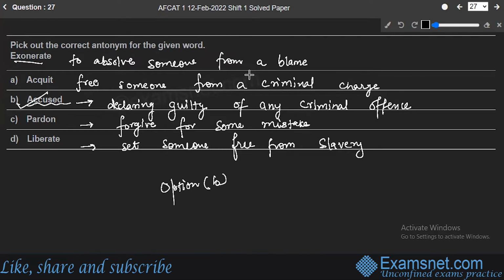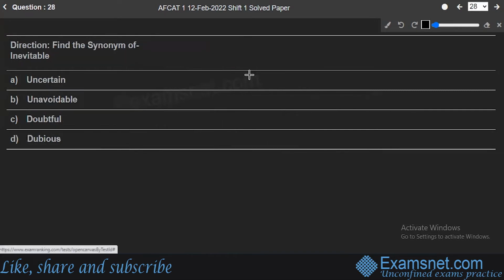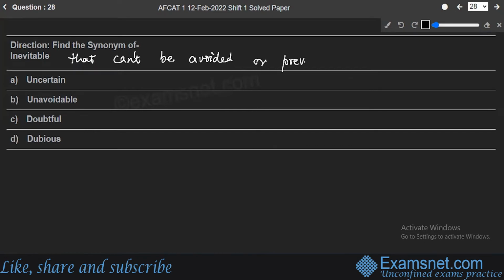Hope this is clear. Let's move. Next question 28. So now you have to find out the synonym of the word inevitable. The given options are uncertain, unavoidable, doubtful, or dubious. Let's see the meaning of these words one by one. Inevitable means that can't be avoided. The one which can't be avoided or prevented from happening.